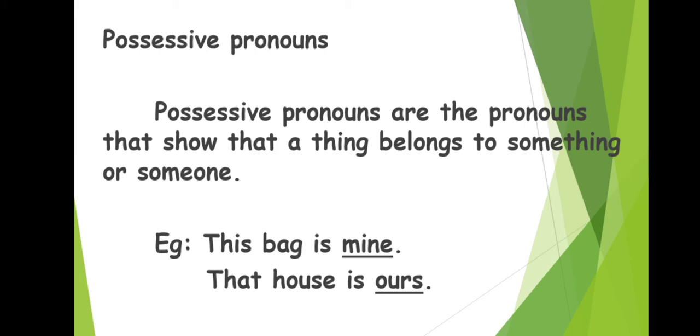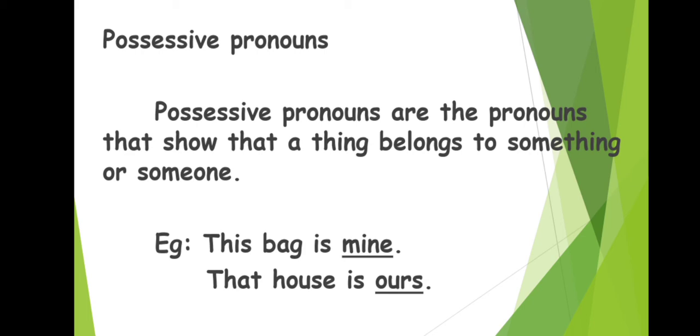Possessive pronouns, we have discussed it many times, but still we'll just look at it. Possessive pronouns are the pronouns that show that a thing belongs to something or someone. Possessive pronouns are used to show if something belongs to someone. So those words are possessive pronouns, because they show possession. They show the ownership, that something is belonging to someone.